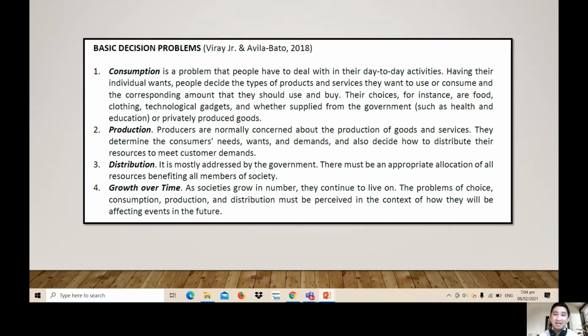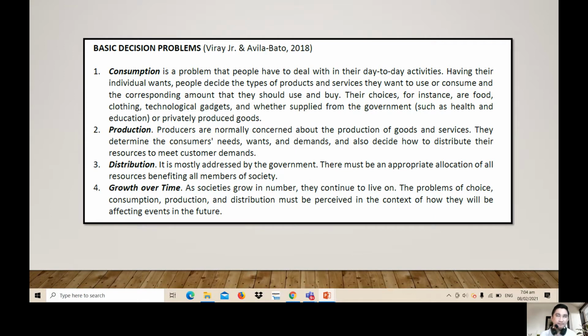Producers are normally concerned about the production of goods and services. They determine the consumer's needs, wants, and demands, and also they decide on how to distribute the resources to meet customer demands. We all know that we have unlimited wants and needs, right? So businessmen, they have to decide and plan kung paano nila i-allocate itong resources na to na meron sa kanila para ma-satisfy yung human wants and needs.